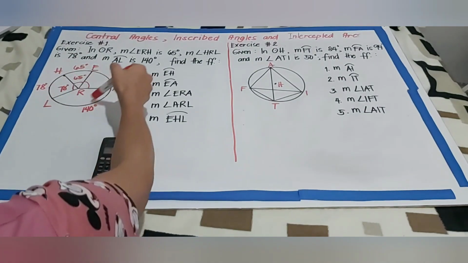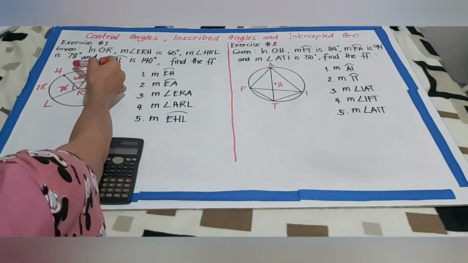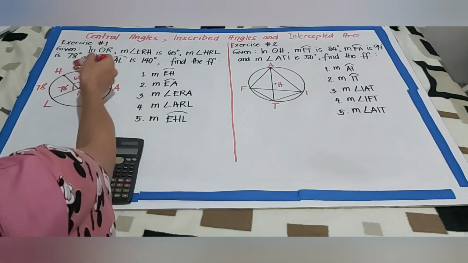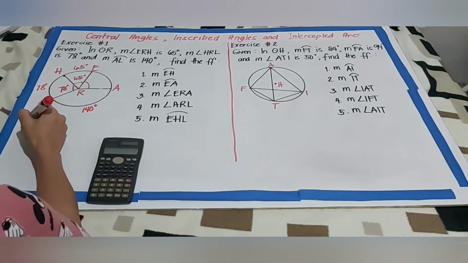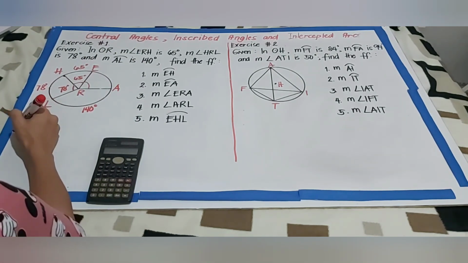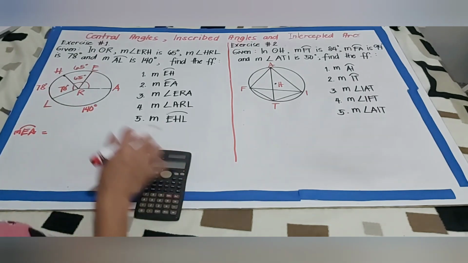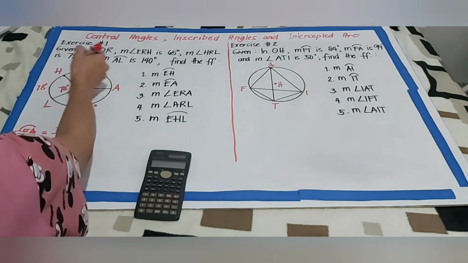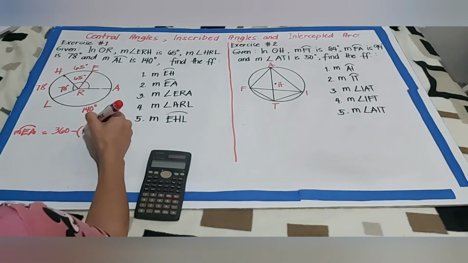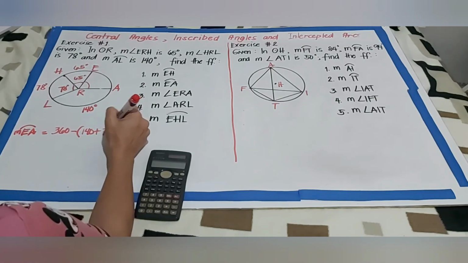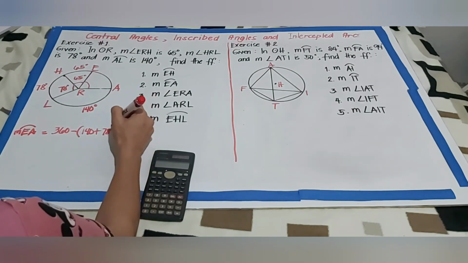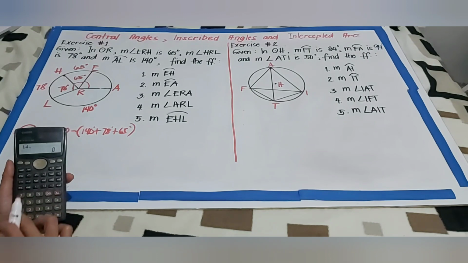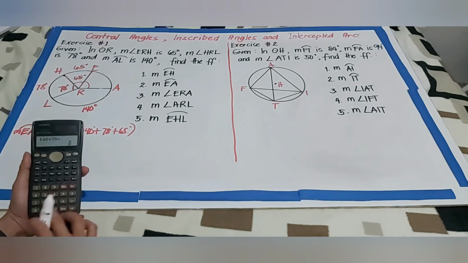Tingnan natin ang buong circle. Di ba ang circle ay merong 360 degree measurement total. So, kung meron ng measurement dito, meron na dito, meron na to, siya lang ang nawawala. So, what we have to do to find the measure of arc EA, ayan, kailangan lang nating isubtract yung sum ng mga given arcs. So, that's 140 plus 78 plus 65 degrees. Ayan. So, pwede naman tayo mag-calculator. So, we have here 140 plus 78 plus 65.